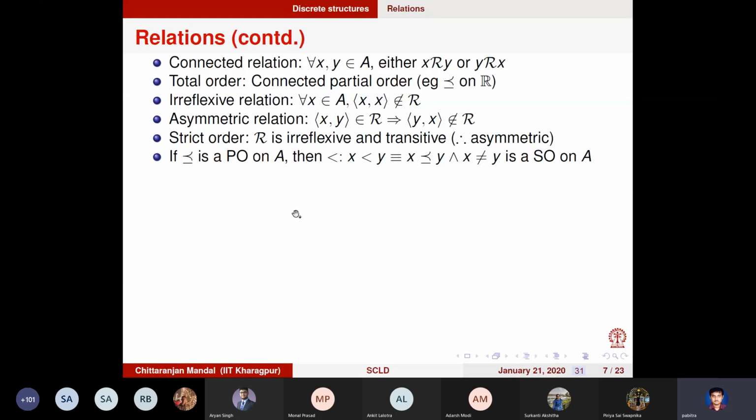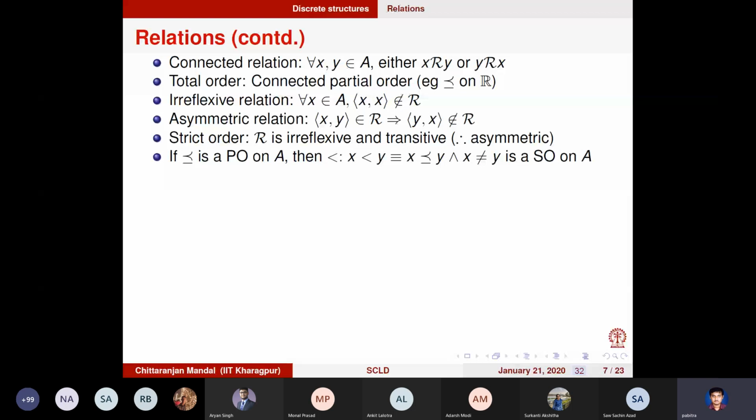For example, this is a partial order, this special type of less than or equal to. Suppose this is a partial order on A. What I do is, this is a relation, that means if x is less than or equal to y, I'll say that it belongs to the partial order. I define another relation, instead of this special type of less than or equal to, I call it less than. And this less than I will define using this less than or equal to, by slightly modifying it. I will say x is less than y is defined this way. x is less than y if x is less than or equal to y and x is not equal to y. Very intuitive.